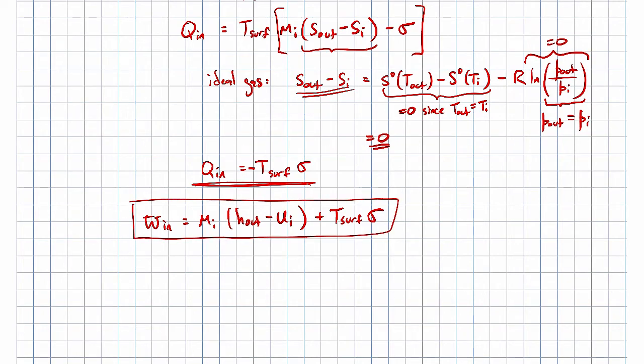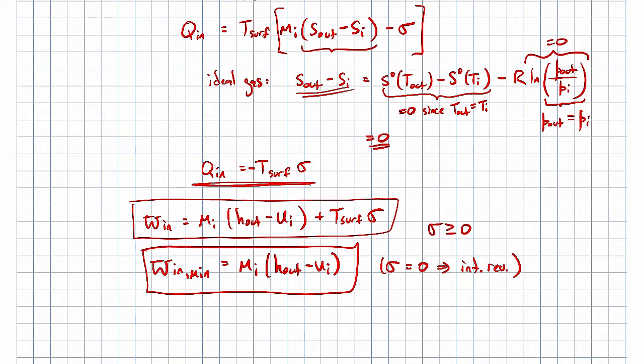And you can see that we still have some unknowns. We know the initial mass, we know H out, we know U initial, we know T surface. We don't know the entropy production at this point. But remember that in this problem, what we're trying to do is find the minimum amount of work for this process. What's the minimum amount of work? And we know that the entropy production has to be greater than or equal to 0. So to get the minimum, what we want to do is choose the case where sigma is 0. So the minimum amount of work coming in will be the initial mass times H out minus U initial. The minimum occurs when we have an internally reversible process. Right? So the minimum is when sigma is 0.